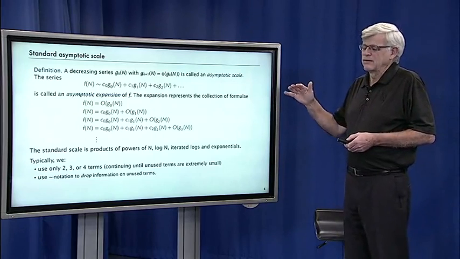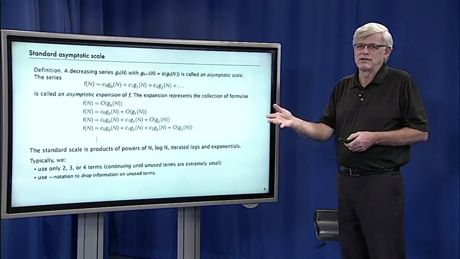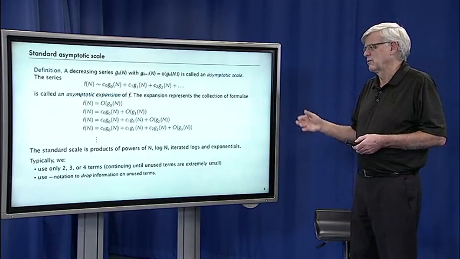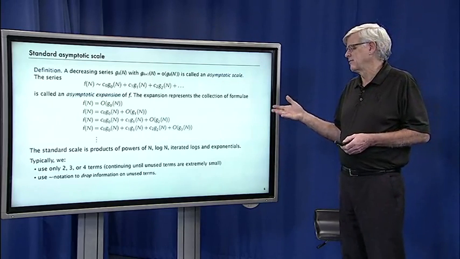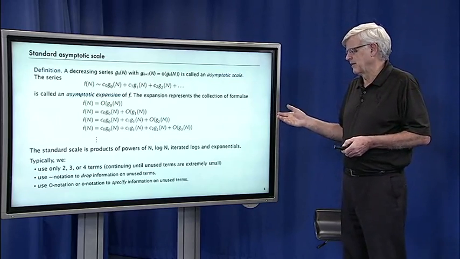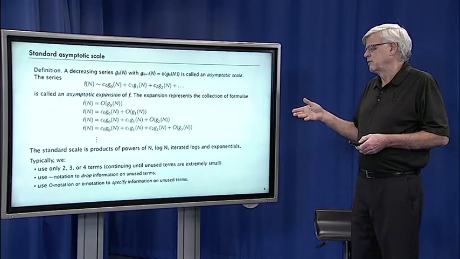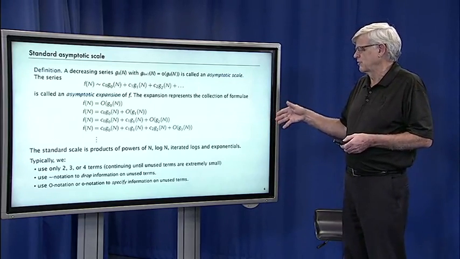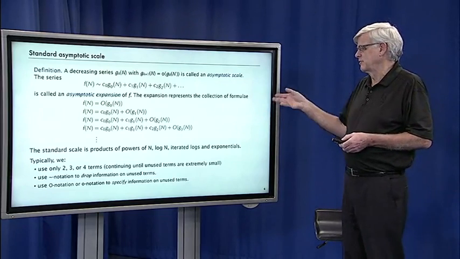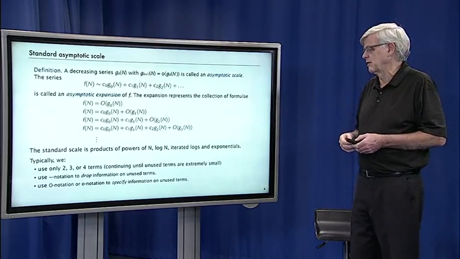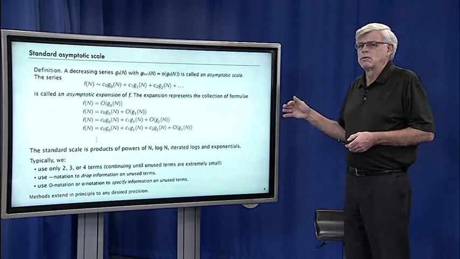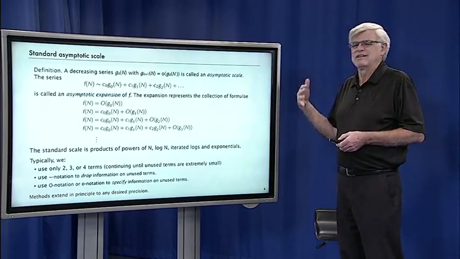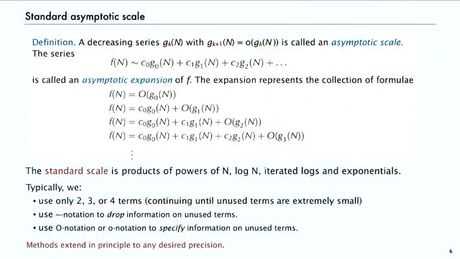We usually check our asymptotic estimates against the actual values to make sure that what we have is giving us the accuracy that we want. And if we do mathematically want to specify information on the unused terms, we go ahead and do that using the big O notation or the little o notation. But the main point is that the methods we use in principle should extend to any desired precision. If we need more terms, we can get them.